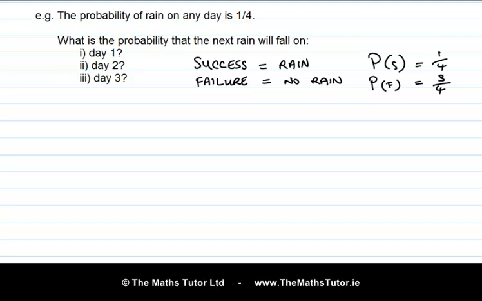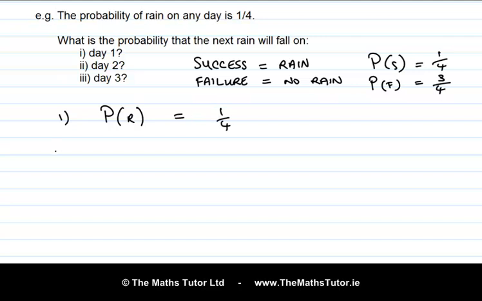We could explore this using a tree diagram, but now that we're a bit more comfortable with it, we don't really need to do that. Let's look at part 1. What's the probability it'll happen on day 1? So that means, what's the probability that we get rain straight away on day 1? Well, that's just simply a quarter.